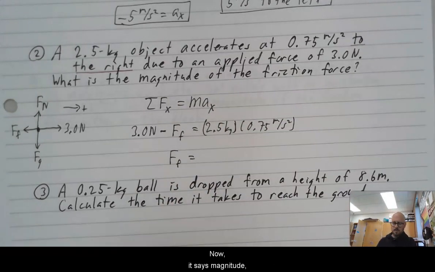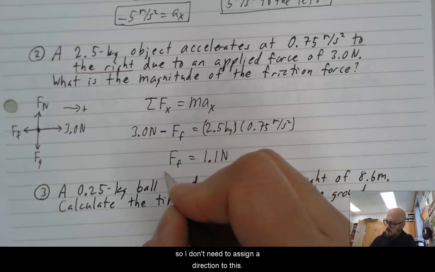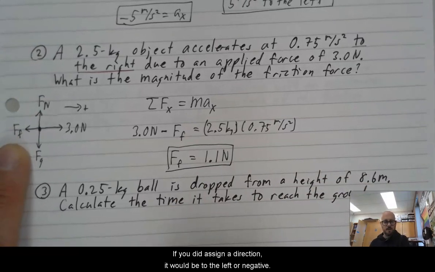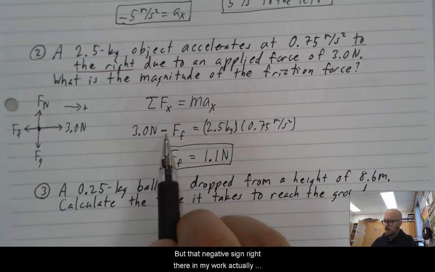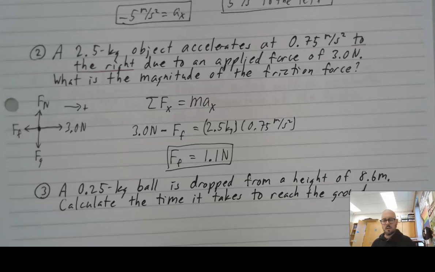Now it says magnitude, so I don't need to assign a direction to this. If you did assign a direction, it would be to the left or negative. But that negative sign right there in my work actually shows that the friction force points in the negative direction. So 1.1 newtons is all we got.